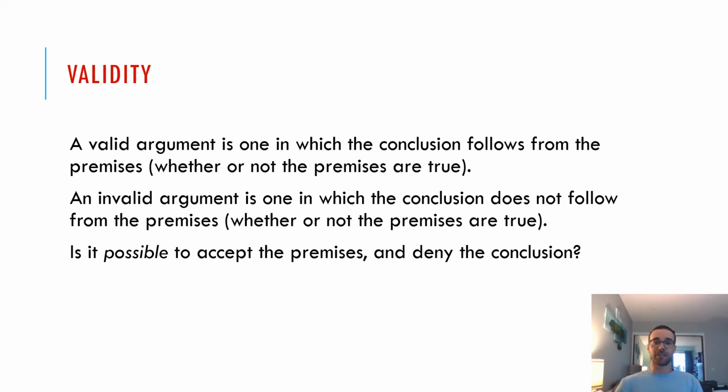So when you're checking for the validity of an argument, you want to ask yourself, if the premises are true, and pretend that they're true, do I have to believe the conclusion? Or is there a way that I can deny the conclusion? If you can deny the conclusion, even though you've accepted the premises, then the argument is not valid and the structure is bad. If you were forced to accept the conclusion while accepting the premises, then the argument is valid and the structure is good.